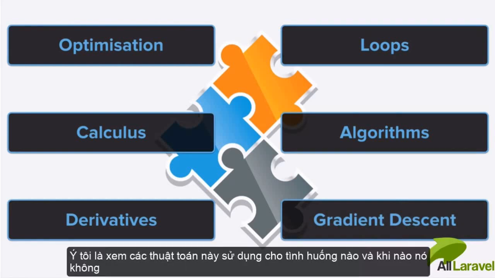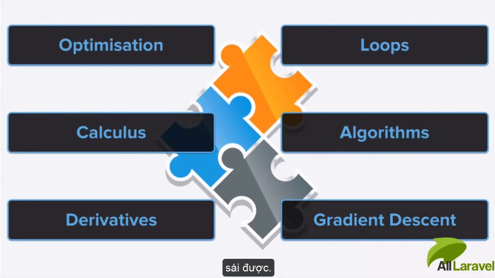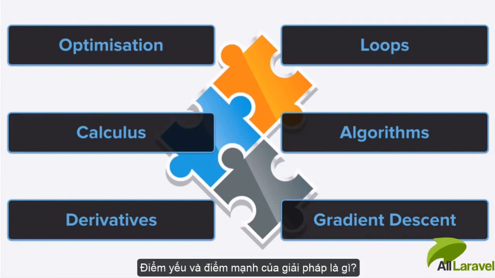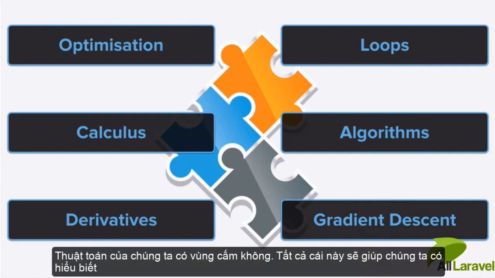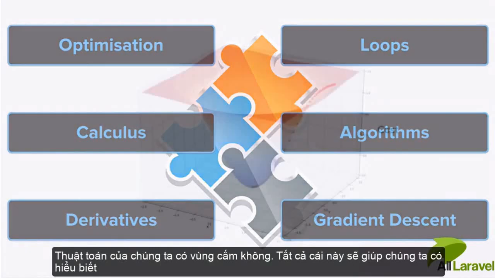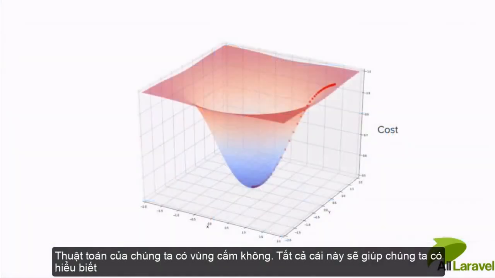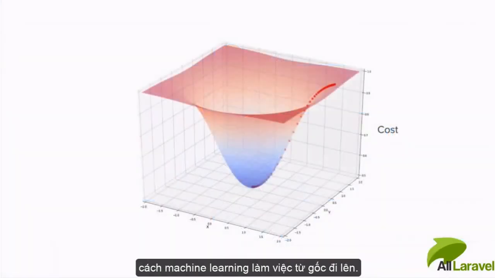And what I mean by that is, in what situations does the algorithm do well? And when does this algorithm fall flat on its face? What are the strengths and weaknesses of the approach? What is the algorithm sensitive to? And does our algorithm have an allergy to peanuts? And all this will help us build an understanding of how machine learning actually works from the ground up.